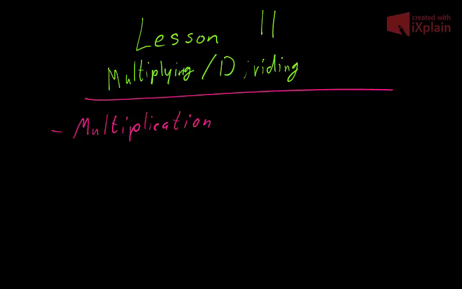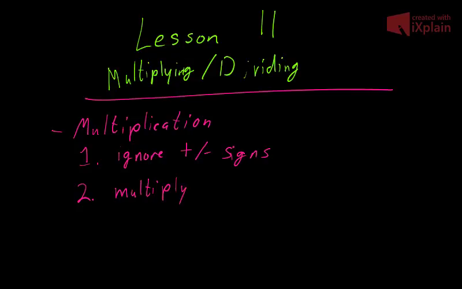So when we're multiplying, I got some steps for you. Number one is we are going to ignore our signs, positive or negative signs. Step 2 is we are going to multiply our numbers. Y'all know how that works. And friendly note, fractions multiply straight across. Multiply across.